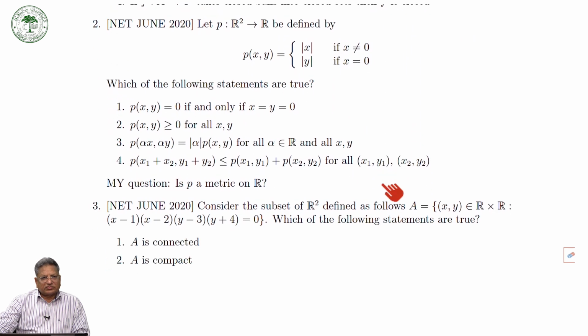Now we have the next MCQ. Let P be a function defined from R square to R in the following way: P(x,y) is equal to mod of x if x is not equal to 0, and P(x,y) is equal to mod of y if x is equal to 0. Now my first question is whether P is a metric on R or not.